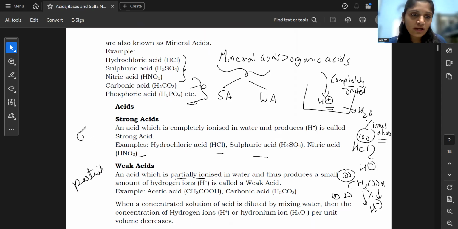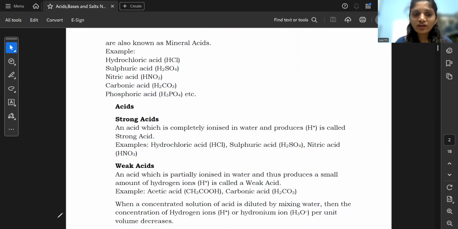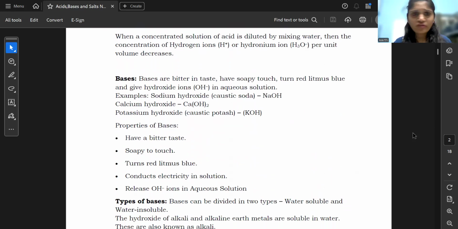Here, in strong acids, I call it complete ionization. In weak acids, I call it partial ionization. Clear? I hope you understood when I consider it a strong acid and when I consider it a weak acid. This you have to remember. Dilution we will see later as a separate topic.